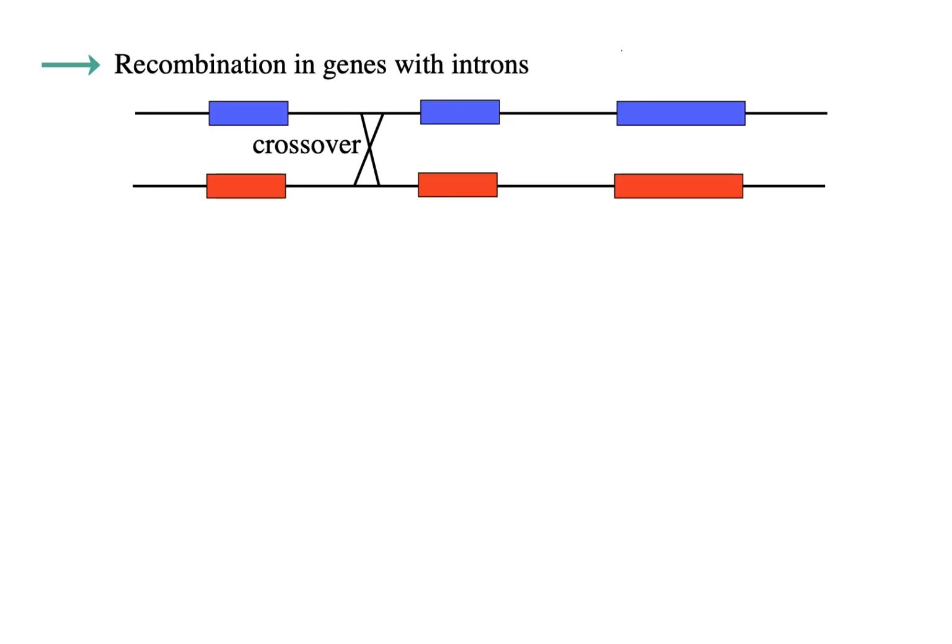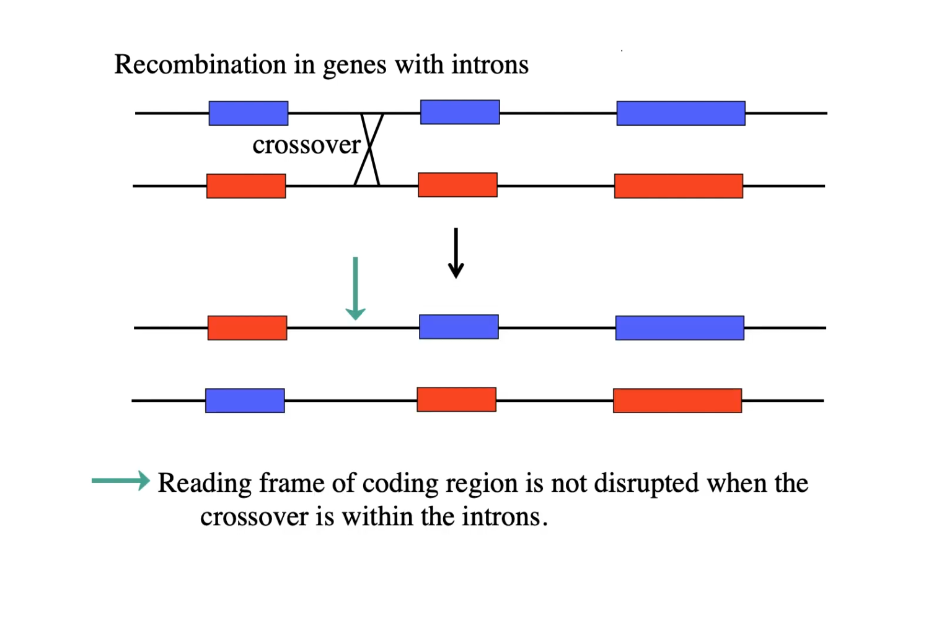Now, if you have an intron in that region and you get a crossover, it's much less dangerous because the reading frame is not destroyed. You can still splice those exons together and still have the same functional reading frame. Many of the sequences within an intron, it doesn't matter if they're mutated in one direction or another. The intron still can be functional.